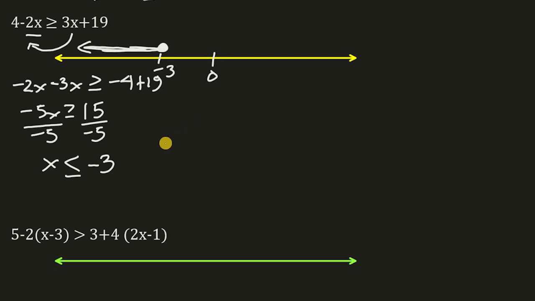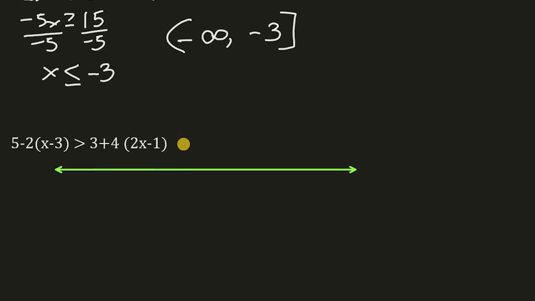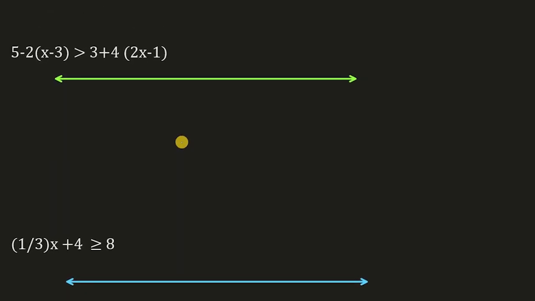For interval notation, ano yung value sa leftmost natin? That's negative infinity. Ang value sa rightmost natin is negative 3. And since kasama yung negative 3, shaded siya, bracket tayo. Kapag infinity, always parenthesis. Okay? Another example here para mas clear.